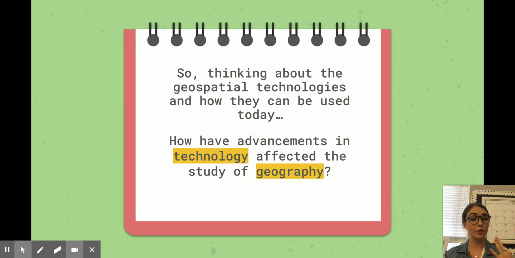So those are the three main geospatial technologies that are used. And so you should have a pretty good idea about what those are, what they're used for. So thinking about those geospatial technologies, you should now be able to answer, how have advancements in technology affected the study of geography? So you should be able to answer that question in your summary of Cornell notes.